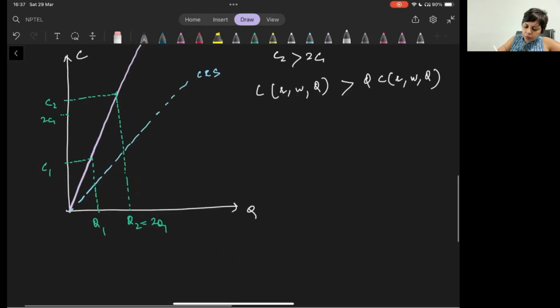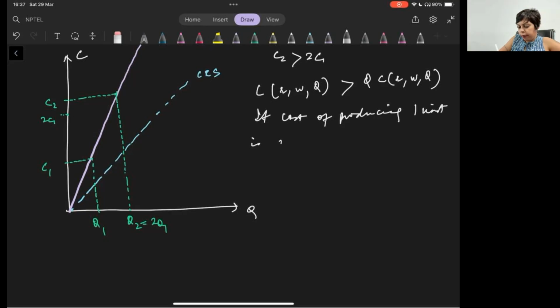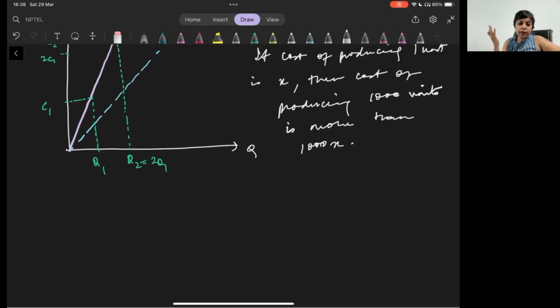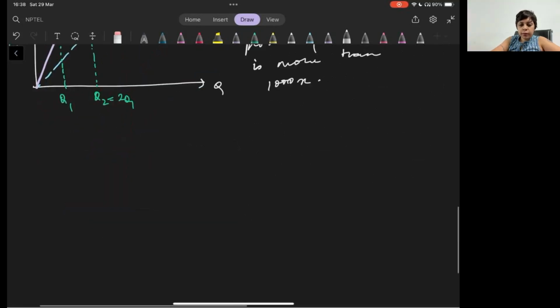So if cost of producing one unit is X, then cost of producing 1,000 units is more than 1,000x. It could be anything, like it could be 1,500x, 2,000x, something like that. Okay, so this is what the concept is. Now, once again, let me open the diagrams.